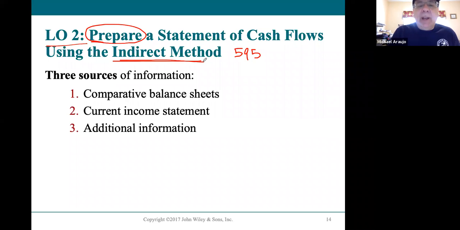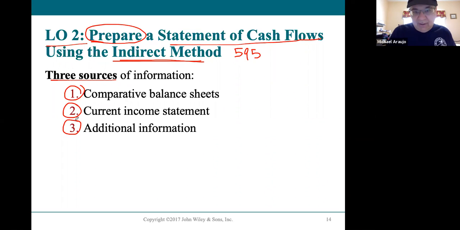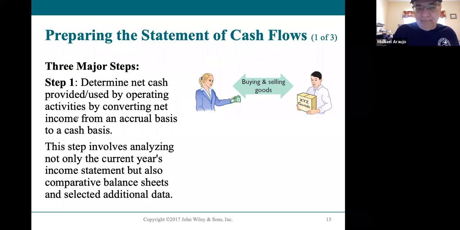Before you can actually prepare a statement of cash flow, which is a complex statement, you need a lot of information. The three primary sources of information are a comparative balance sheet, so balance sheets for the last 2 years, your current income statement, and additional information that's necessary for you to understand before you can properly do a statement of cash flow.